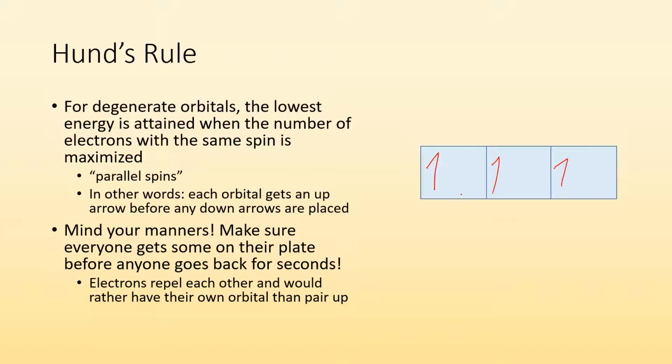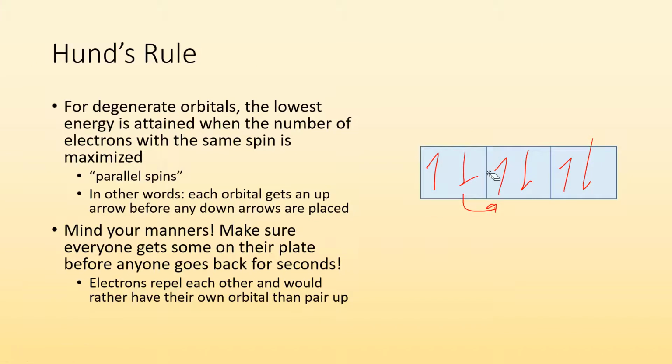And the way to think about this is, if I had to put 3 electrons in here, why would I put another electron in the same orbital as another electron? Electrons repel each other. This electron doesn't want to hang out. It wants its own orbital. So instead of being paired up, it's going to get its own orbital. So you make sure each orbital gets 1 electron before anybody gets seconds.